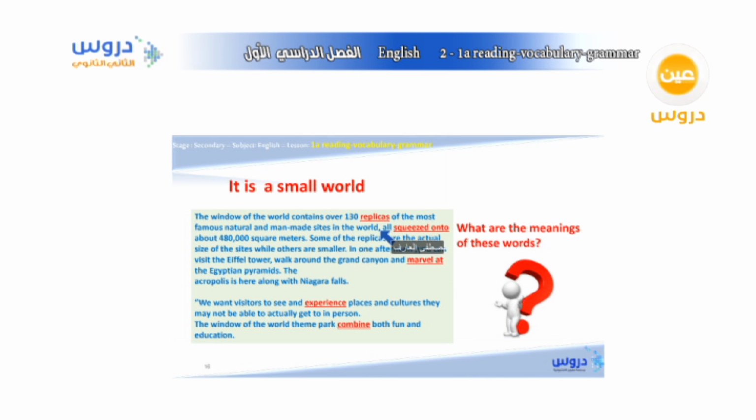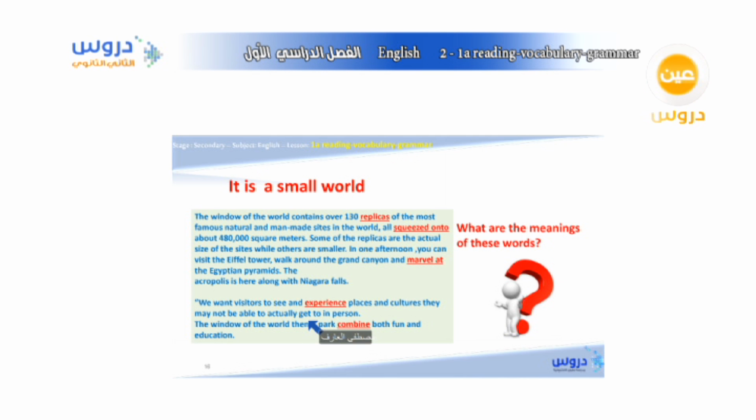Some of the replicas are the actual size of the site, while others are smaller. In one afternoon, you can visit the Eiffel Tower, walk around the Grand Canyon, and marvel at the Egyptian pyramids. The Acropolis is here, along with Niagara Falls. So you get Niagara Falls, Acropolis, Grand Canyon, Egyptian pyramids, Eiffel Tower, everything in one place. This is what they said.